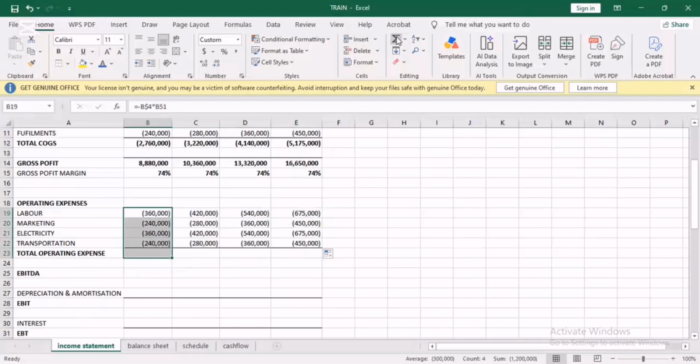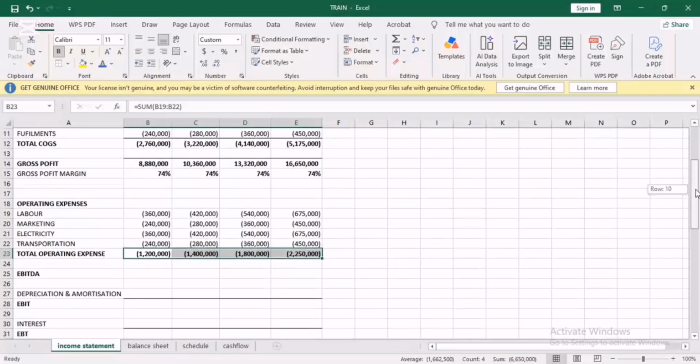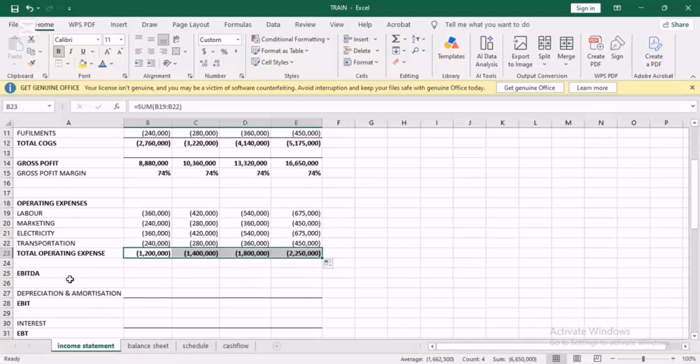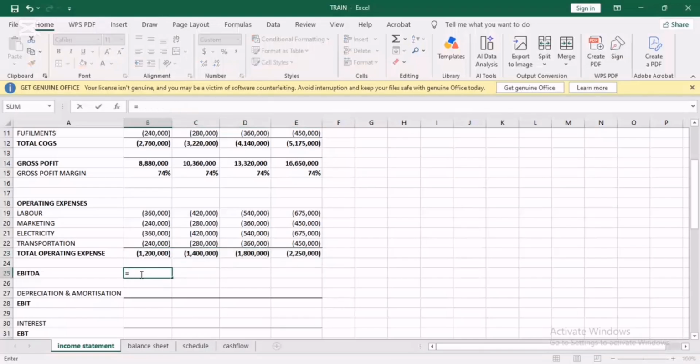Now let's see our total operating expenses. I hit our summation. It is 1.2 million for the first year on operating expenses, the next year 1.4 million, then 1.8 million, and the last year, which is the fourth, is 2,250,000. So that's that. Right away, let's determine our EBITDA. EBITDA means earnings before interest, tax, depreciation, and amortization. So I hit enter. I hit equal to right away. So let me hit gross profit.